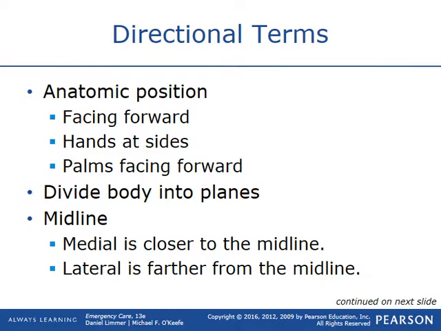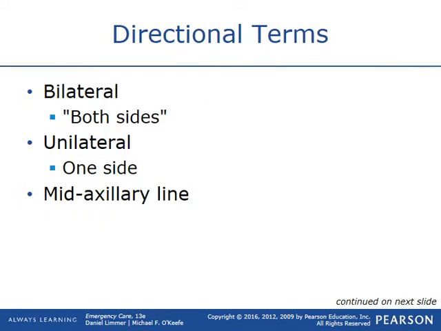So we divide the body into planes. Midline, medial is closer to the midline, and lateral is farther away from the midline. When we talk about bilateral, we're talking about both sides. If we're talking about unilateral, we're just talking about one side. And then there's the mid-axillary line.